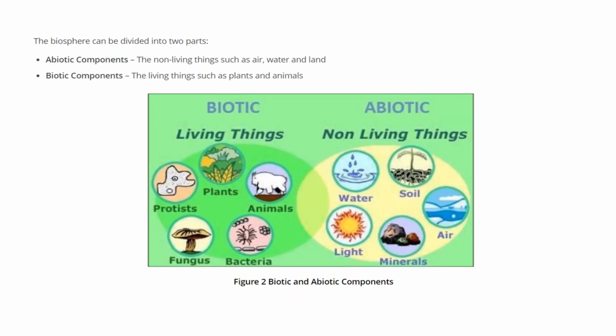So we learned about the biosphere, which consists of atmosphere, hydrosphere, and lithosphere. This biosphere can be divided into two parts, that is abiotic components and biotic components. Abiotic components are the non-living things like air, water, land, and biotic components are living things such as plants and animals.